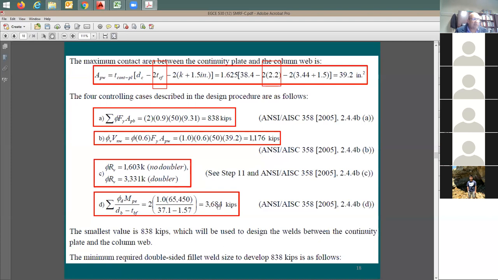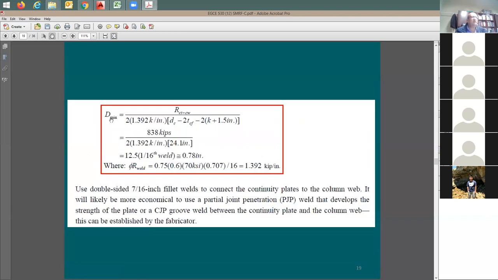Now this is going to be the actual force, right, based on the strength here. This is going to be the strength of the beam, right, divided by the depth from the center of the flange to the center of the flange, giving me here 3,600 kips. This is going to be a lot. So actually this is the force that I'm going to be using to design my welds. As it says here, the smallest value is going to be used to design the weld between the continuity plate and the column weld. Here's the equation.